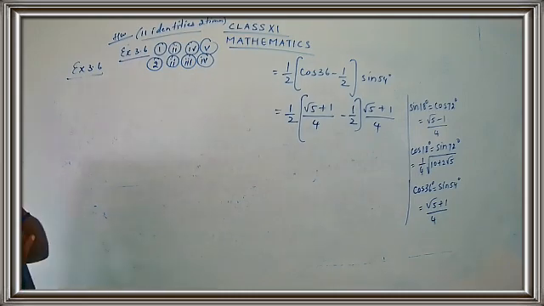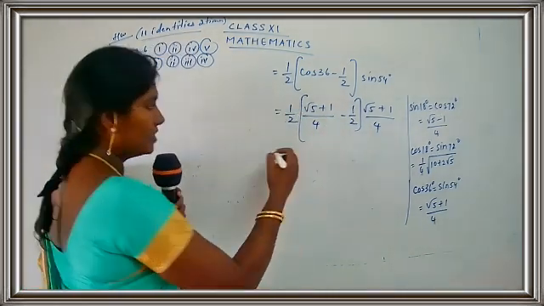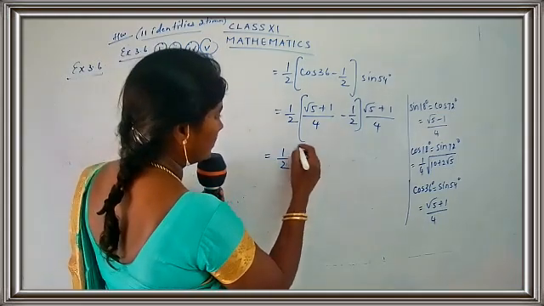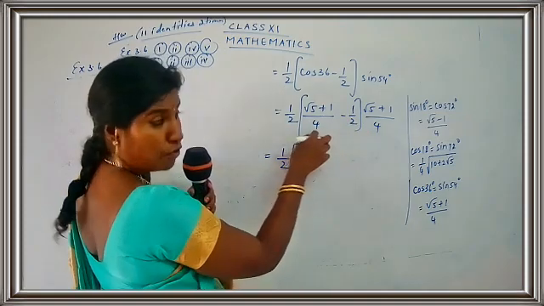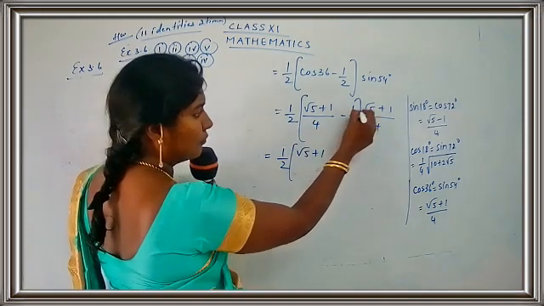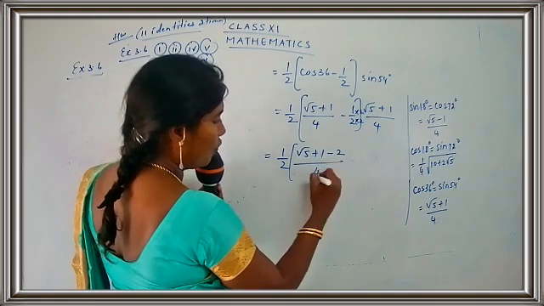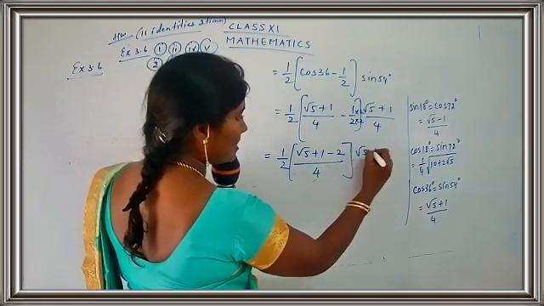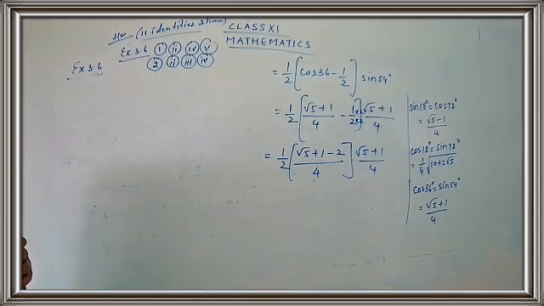Okay, now let's continue it further. So what do you get here? So this is 4, this is 2. Let me take the LCM first. I get half of root 5 plus 1 as it is. This is 2, this is 4, so I'll multiply by 2. So I get root 5 plus 1 minus 2 upon 4, root 5 plus 1 by 4. What we get here: half of root 5 plus 1 minus 2 upon 4, root 5 plus 1.